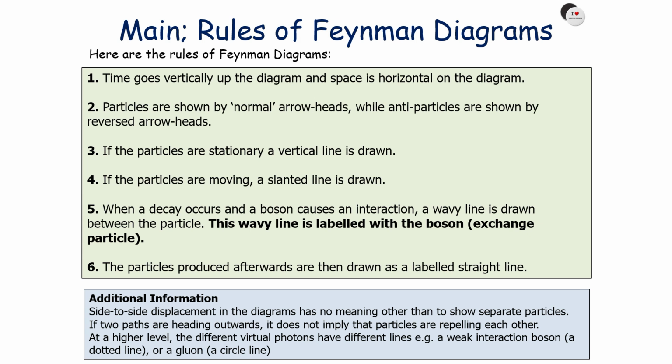Time goes vertically up on the diagram and space goes horizontally along the diagram. Particles are shown by normal arrowheads and antiparticles by reversed arrowheads. If the particle is stationary, you draw a vertical line. If the particles are moving, you draw a slanted line. When a decay occurs and a boson causes an interaction, a wavy line is drawn between the particles and is labelled with the exchange particle, and the particles produced afterwards are then drawn as labelled lines.